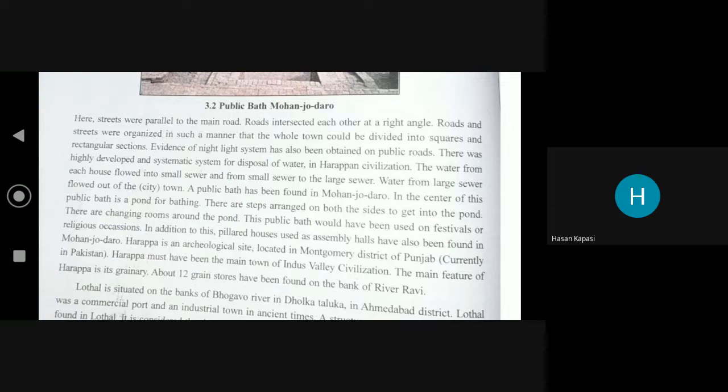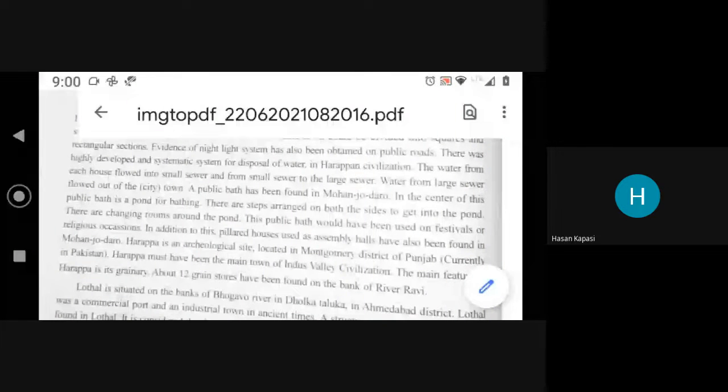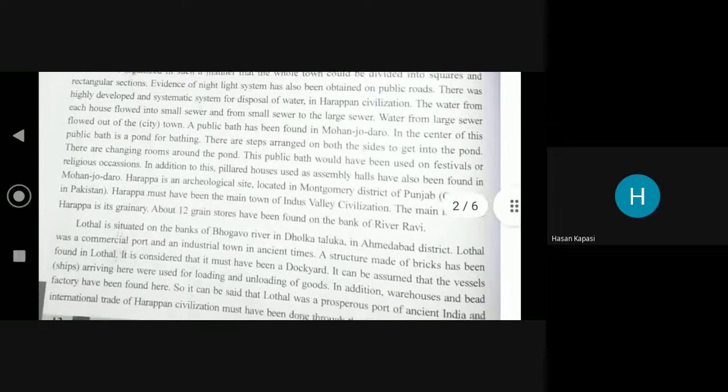There are changing rooms around the pond. This public bath would have been used on festivals or religious occasions. In addition to this, houses used as assembly halls have also been found in Mohenjo-daro. Harappa is an archaeological site located in Montgomery district of Punjab, currently in Pakistan. Harappa must have been the main town of Indus Valley civilization. The main feature of Harappa is its greenery.